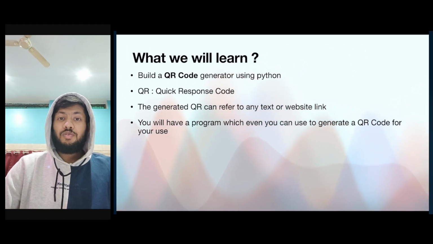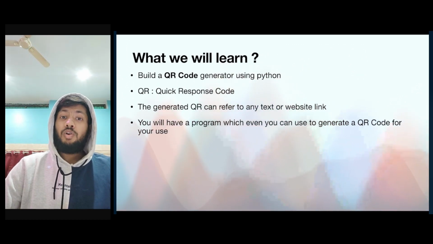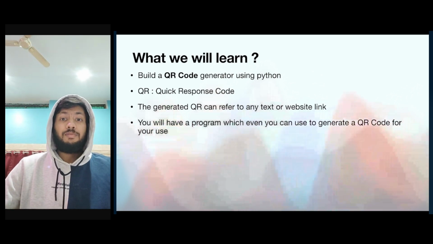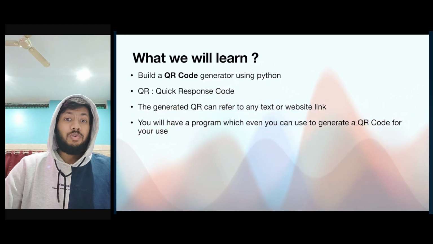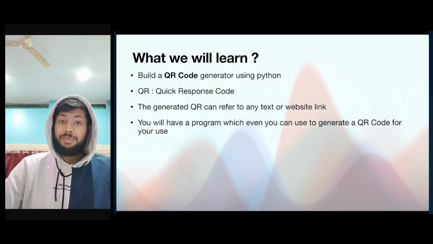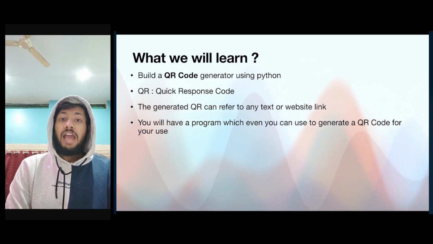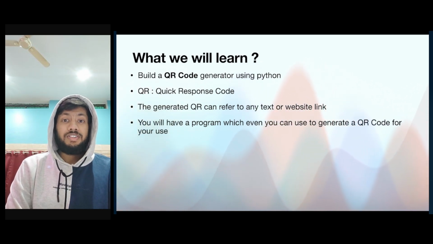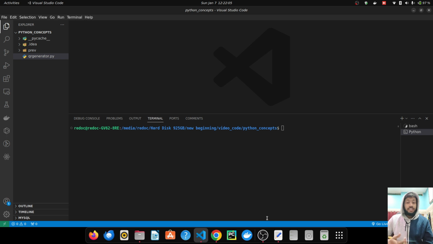The generated QR code will have the capability to hold a text or even a link to a website, so you can share it with someone and they can scan that QR code to go to a particular link or website. At the end, you will have a program which you can use to create QR codes for your own use.